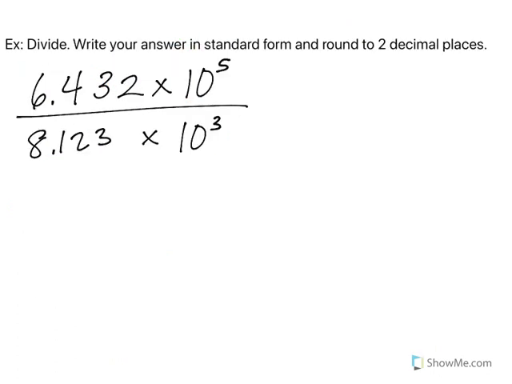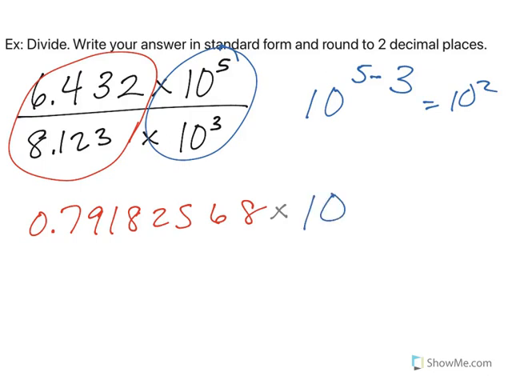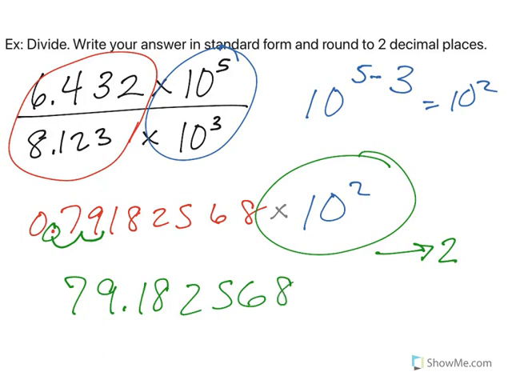Done. Now let's divide, and let's change it to standard form, round to 2 decimal places. Same process. We divide the first 2 numbers, 0.79182568. Great. Times, same process, 10 to the 5 minus 3, which is 10 squared. Okay. Change it to standard form. Times 10 to the second means move my decimal point 2 places to the right. So I'm here, and I go 1, 2. So my answer is 79.182568.